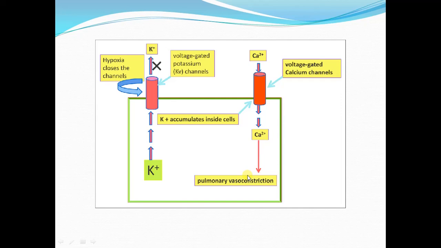Now this diagram shows us the mechanism of vasoconstriction in response to low PO2. Low partial pressure of oxygen causes closure of the oxygen sensitive potassium channels. Closure of oxygen sensitive potassium channels results in accumulation of potassium inside the cells, due to which there is depolarization. This depolarization inside the cell will open up the calcium channels. There will be calcium influx, and this will cause the vasoconstriction.